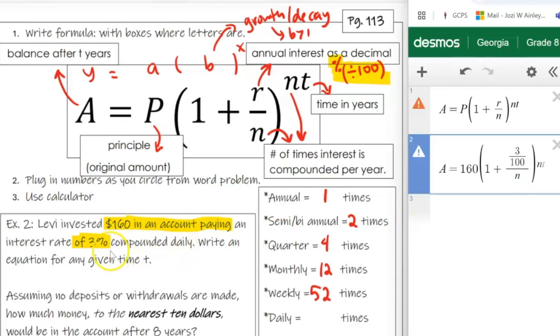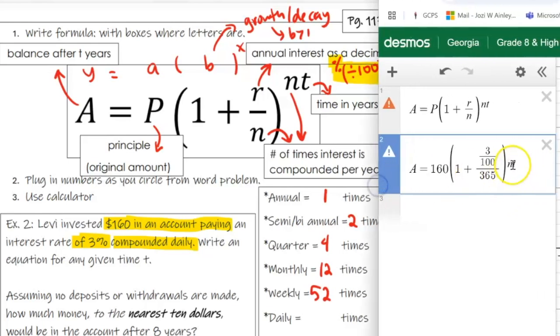And then N, how many times it's compounded? So if I keep reading, it says it's compounded daily. So what is daily? Well, you're going to look into your notes, and you're going to see that your notes say daily is 365. There are 365 days. And that means this other N is also 365. All right, so the only thing it looks like I'm missing is T in order to find my total.